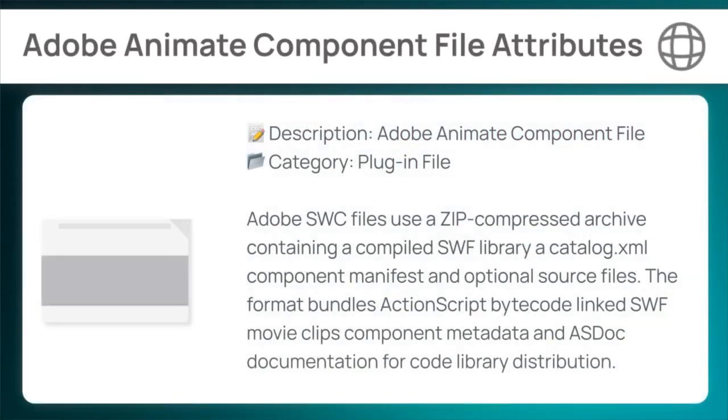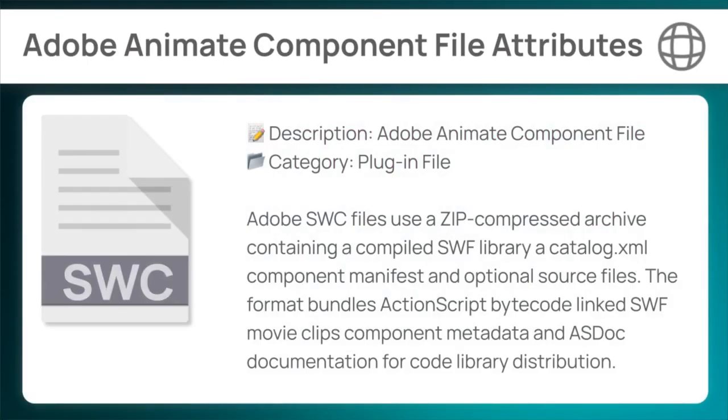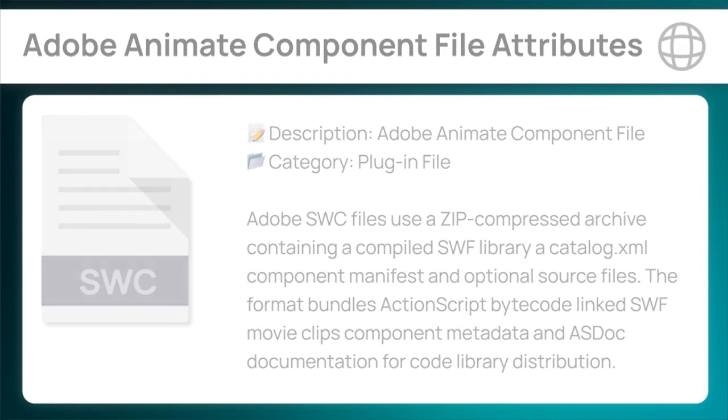Adobe SWC files use a zip compressed archive containing a compiled SWF library, a catalog.xml component manifest, and optional source files. The format bundles: ActionScript bytecode, linked SWF movie clips, component metadata, and ASDoc documentation for code library distribution.